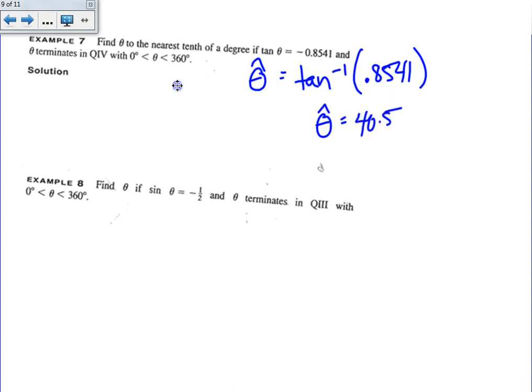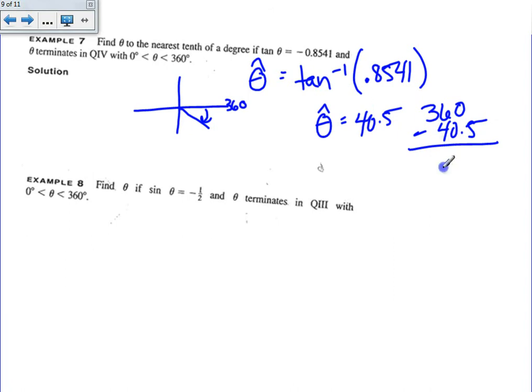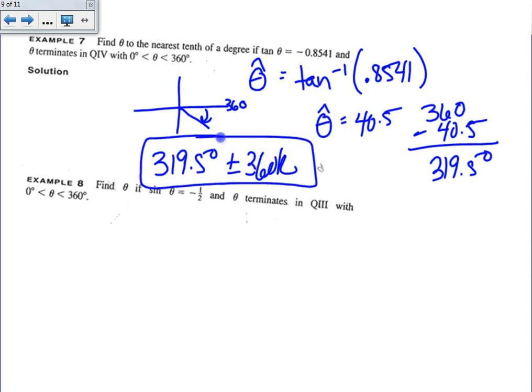So I'm very visual, so I need to see this. We're in quadrant 4. So if it's a reference angle of 40.5, that would be going down from 360, so I'm going to do 360 minus the 40.5, and that gives us 319.5. So that's one of our angles, but remember, we want all angles. So what we're going to say is 319.5 degrees plus and minus groups of 360k. That would be your solution. And that's the way I want it written in your book.